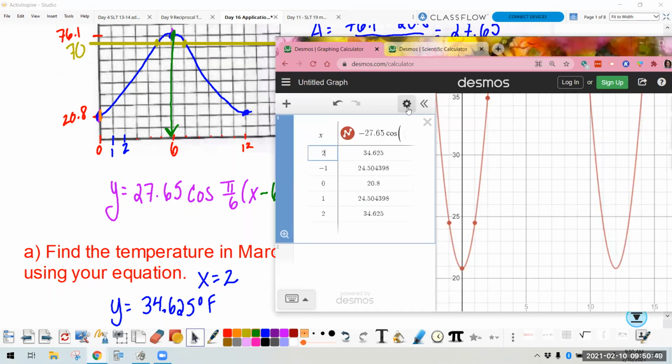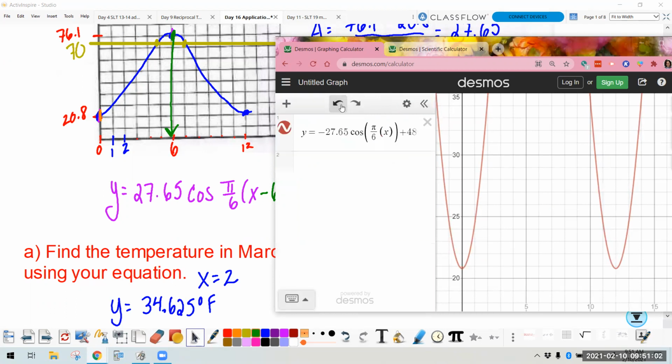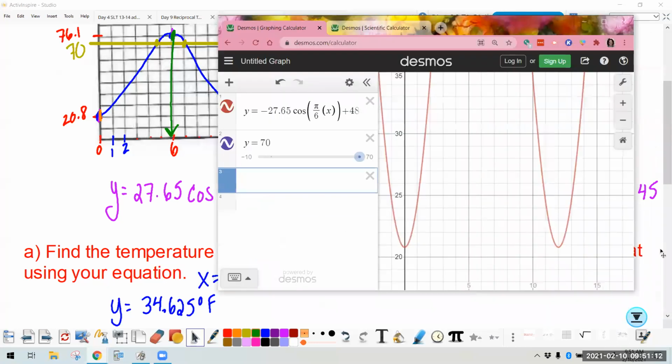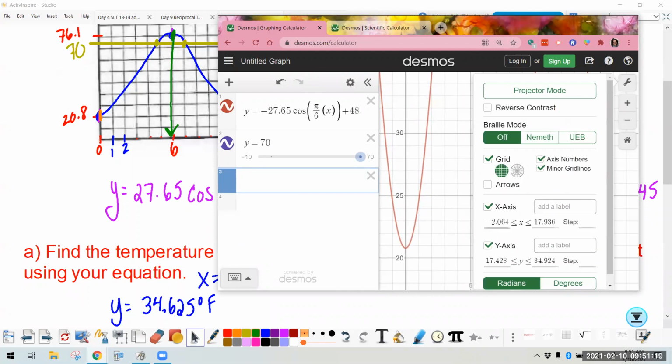I don't want this table anymore, so I'm going to go back to the gear and hit done. No, I'm not. I want my equation. Okay, I'm going to hit the back arrow. And then in 2, I'm going to type y equals 70. That's that temperature. So since the window is not helpful, I'm going to go to this wrench for the settings and fix my window how I want it.